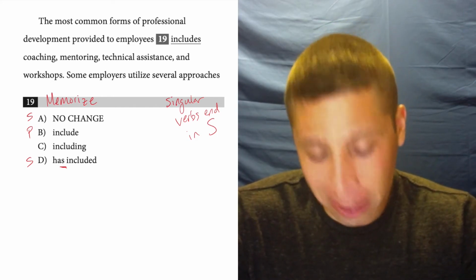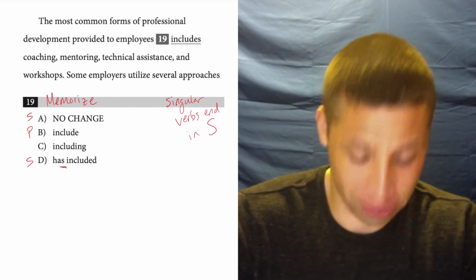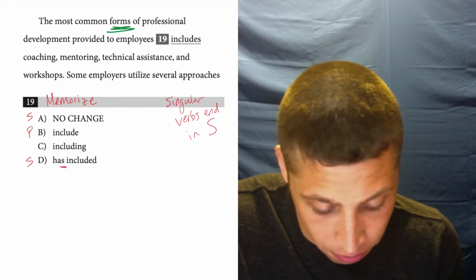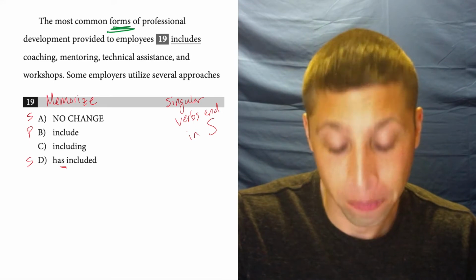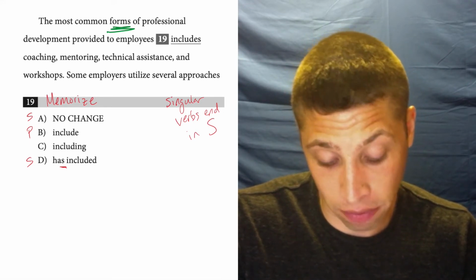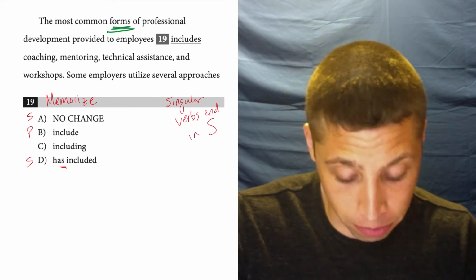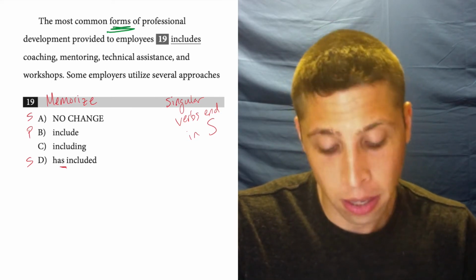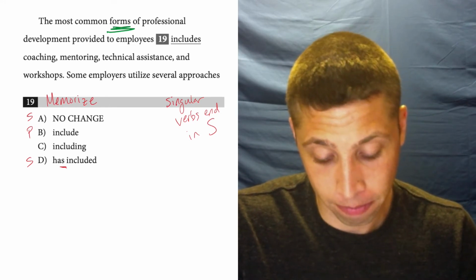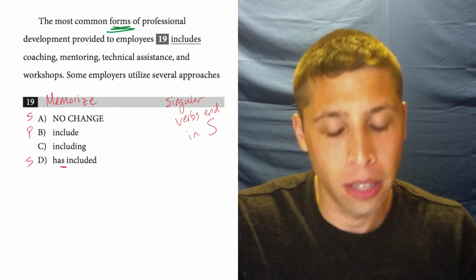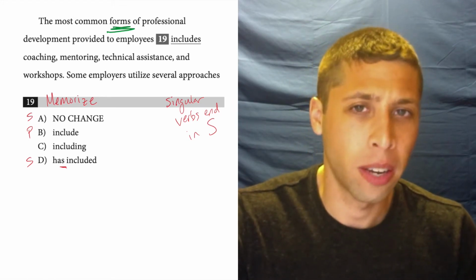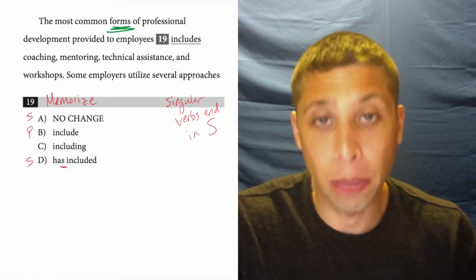Now, well, let me give you the answer first. The real subject here is forms. And the way we know that is we can just say it without the extra stuff in between. The most common forms include coaching, mentoring, technical assistance, and workshops. Now that's a little weird because it makes me want to ask, like, the most common forms of what? Right? Why can't I just leave out this middle piece?